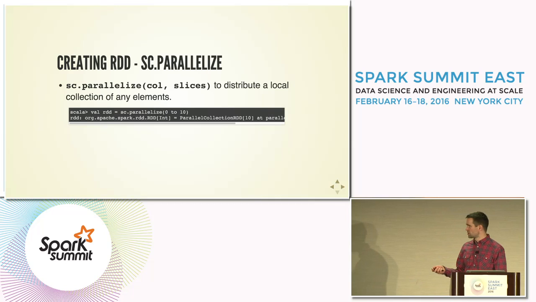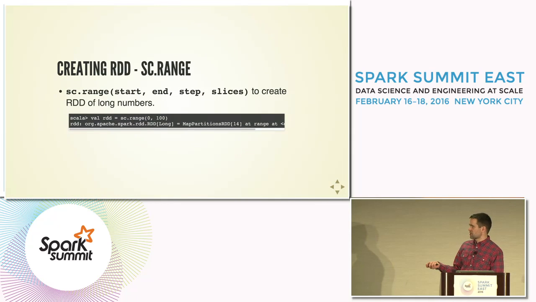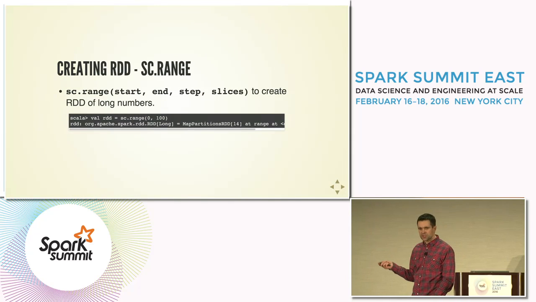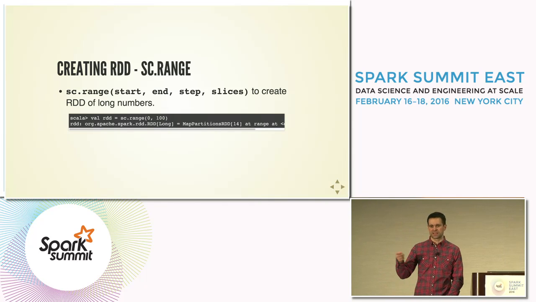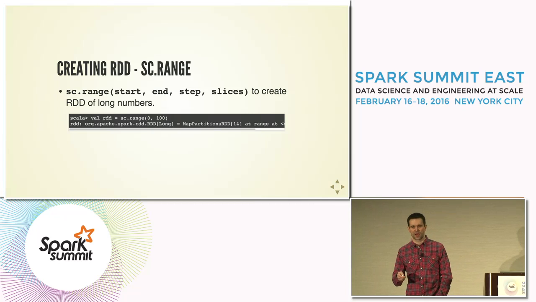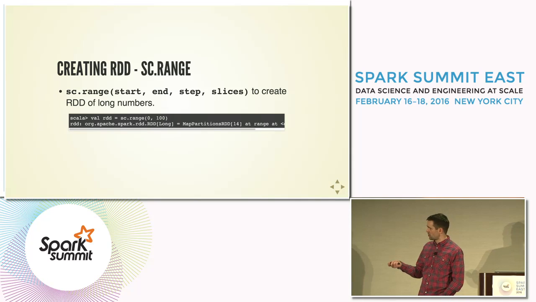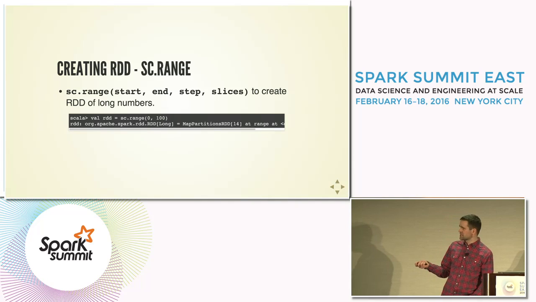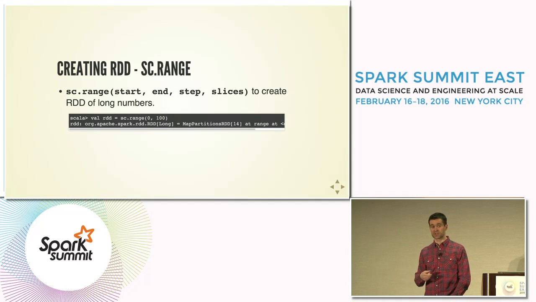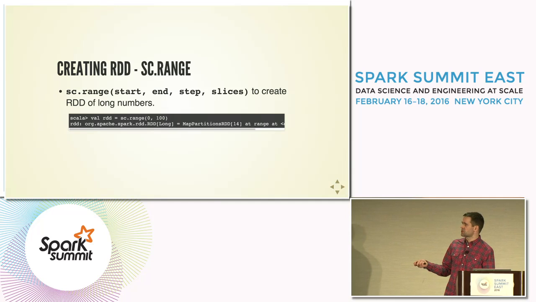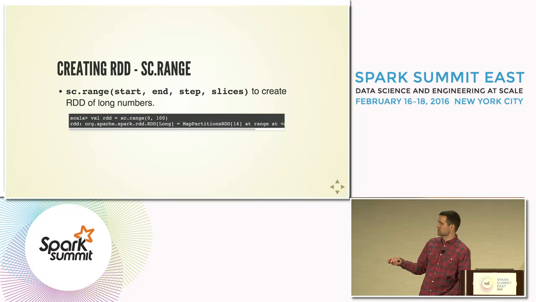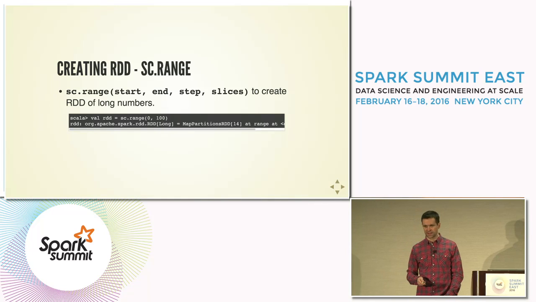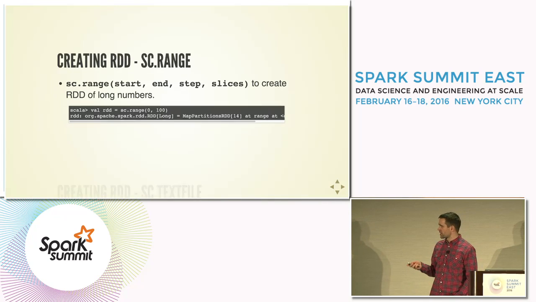Okay, so parallelize. The other method is called sc.range. It's pretty much like parallelize, but parallelize is more general. Range is to create RDDs of longs, or long numbers. So if you're lazy, and you should be while using Scala, use range if what you need is an RDD of long numbers, because it gives you the start, end, step and slices. Slices is the point.